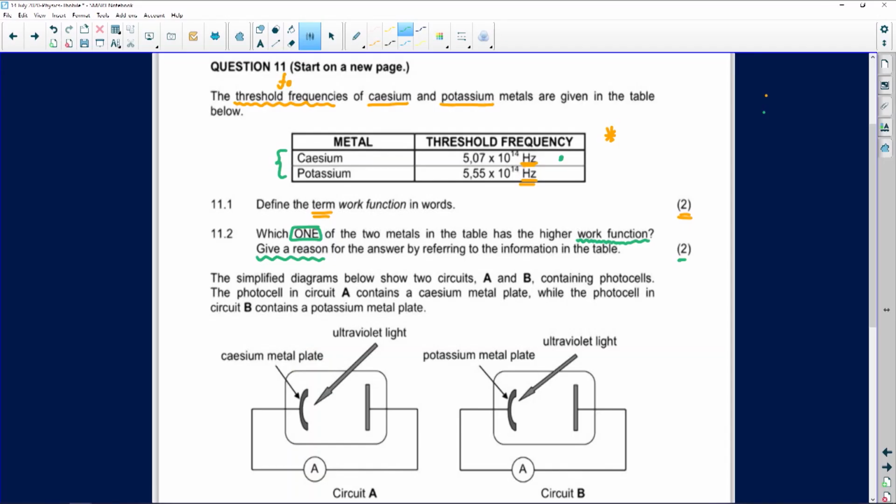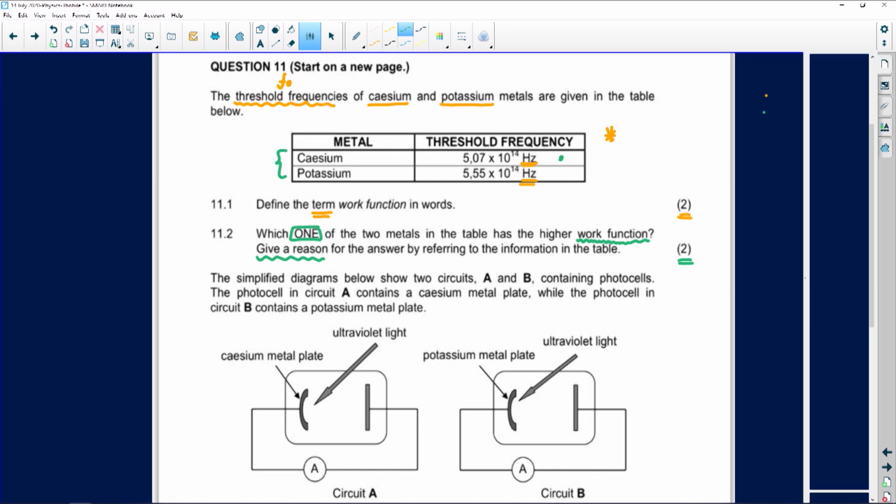So our answer, they just say give 1, and then they ask us to give a reason. Remember, if they're asking you to give a reason based on something, don't say because the table says so. No, we're doing the photoelectric effect. What is determined by the work function? It is the threshold frequency. So use the correct terminology to support your answer. That is what the examiner wants to see. They want to know whether you understand the relationship between the work function as well as the threshold frequency. So for 2 marks, you get an answer for actually identifying between the 2 and giving a reason.